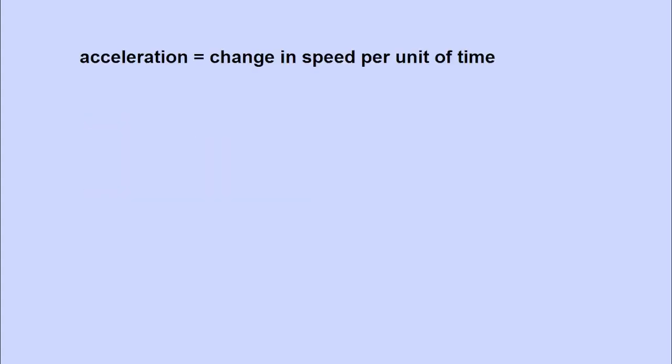In the previous videos, we have defined s as the distance, u as the initial speed, v as the final speed, and t as time. Here, we intend to introduce a fifth variable, a, as the acceleration. The acceleration equals the change in speed per unit of time.